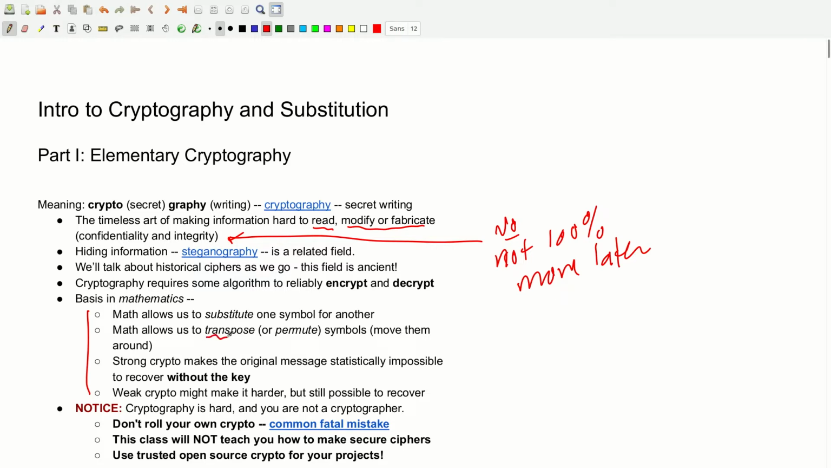Math also allows us to transpose or permute the symbols. A to F is a substitution of A to the symbol F. If we had A, B, C, a permutation of that might be C, A, B. That's transposition. Pretty much all cryptography centers around substitution or transposition. If the crypto is strong, meaning a good algorithm, and the key is randomly chosen and everything is done correctly, it makes the original message statistically impossible to recover without the key.